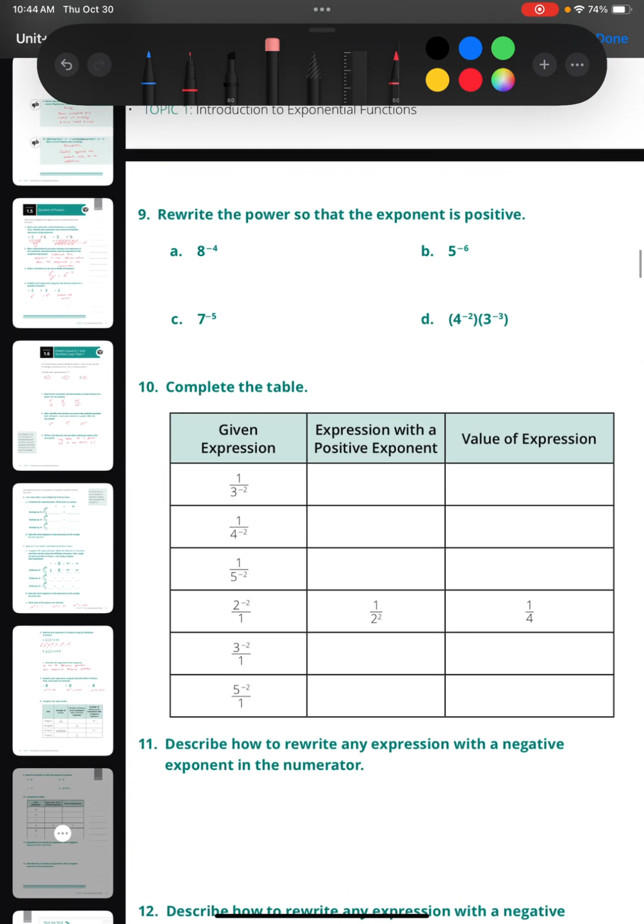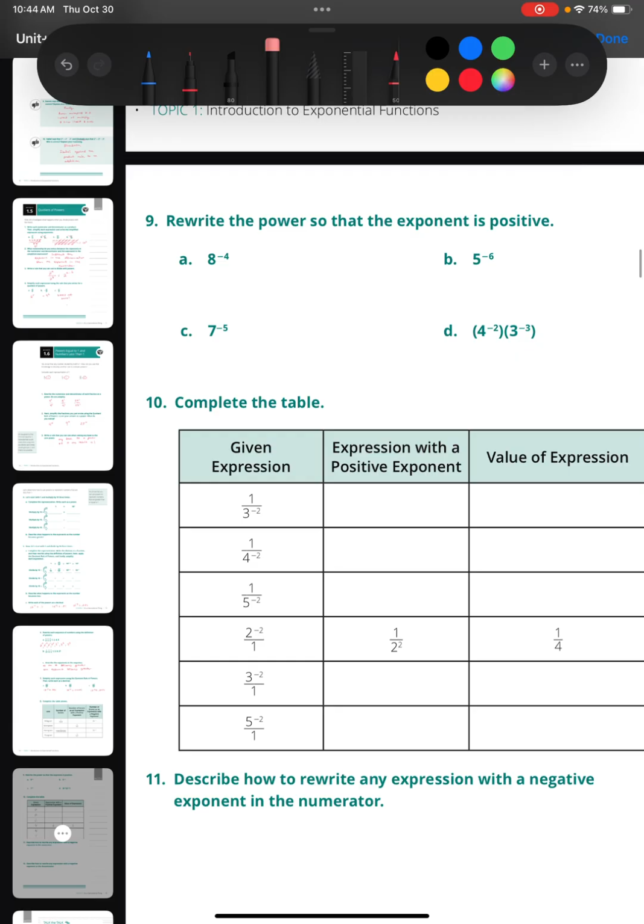All right, so I want you to skip to the next page on 9, and we're going to rewrite these powers to make the exponent positive. So a number is never simplified if it has a negative exponent. We have to leave the exponent positive. So what we do is we take a negative exponent and we move it to the opposite side of the fraction. So you could think of 8 to the negative 4th as over 1.